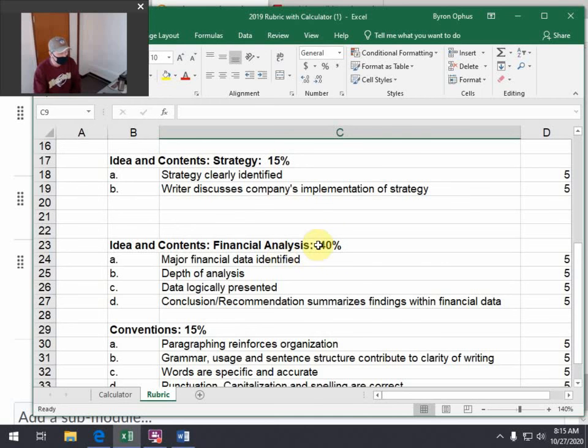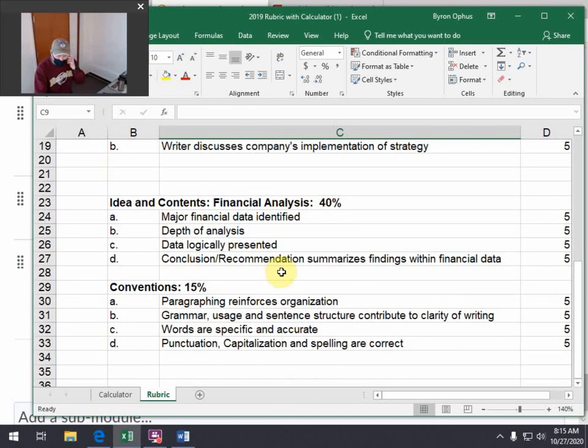Okay, and then conventions, we get back to some of the other things too, right? The paragraphing, grammar's got to be right, sentence structure. I'm not the best writer in the world.